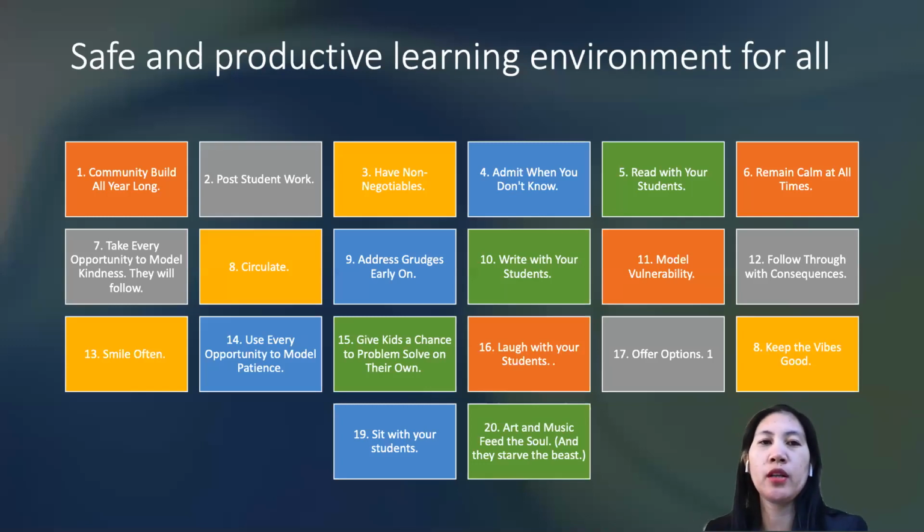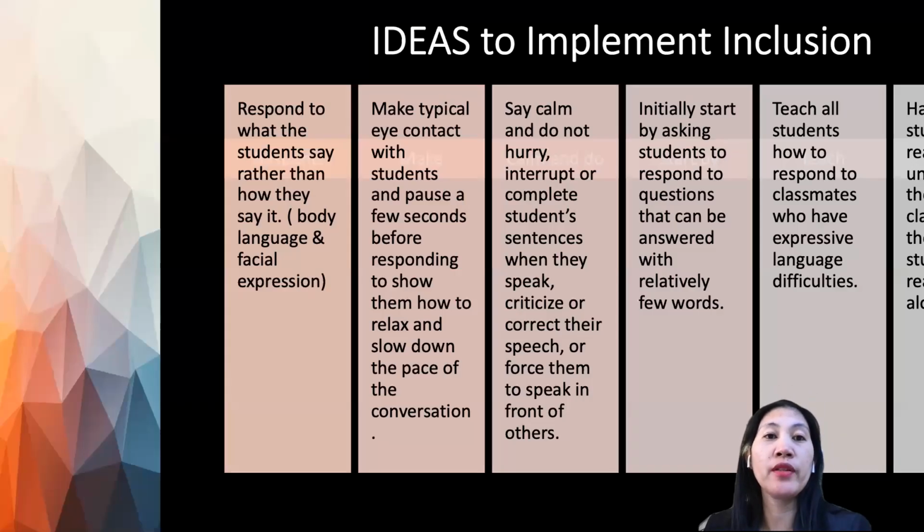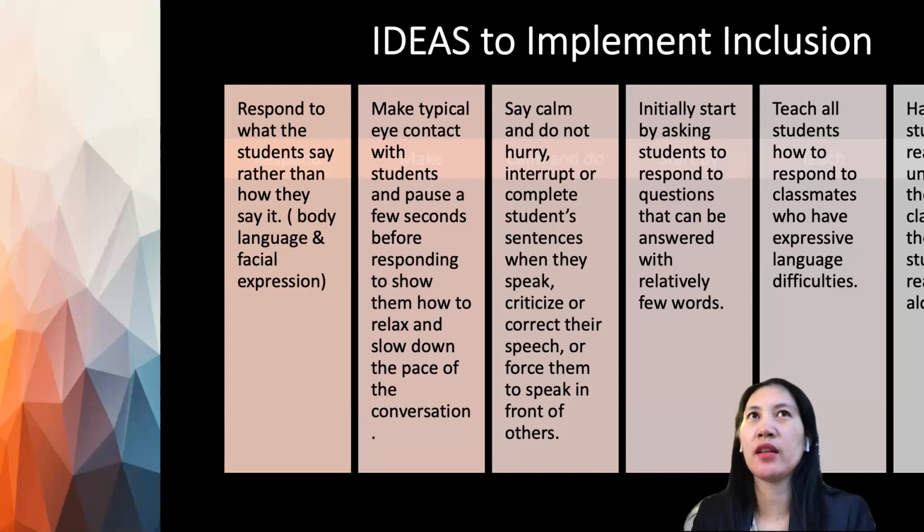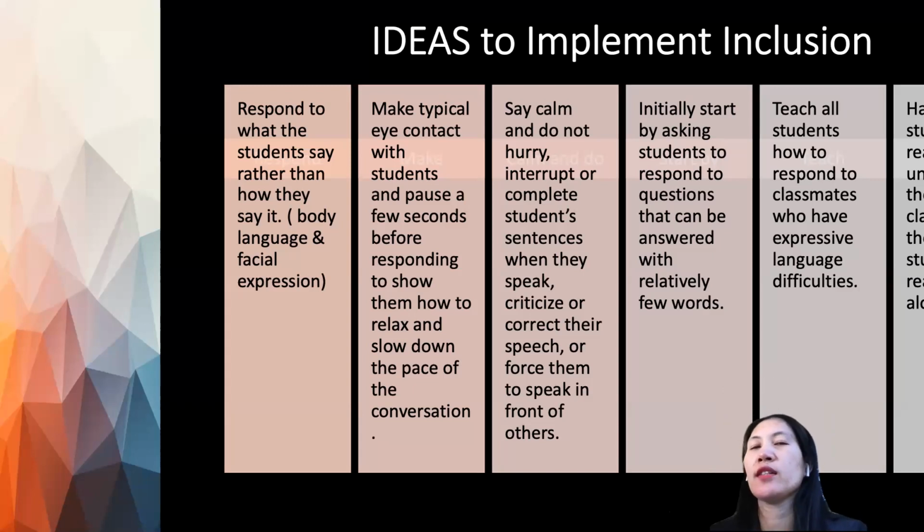Another one, for inclusion, we need to respond to what the students say. This is so important, what the students say rather than how they say it, right? Your body language and facial expression, we need to understand them. Sometimes they just say words, but inside them, I know they have something they don't want to say, right? So next, make typical eye contact with students and pause a few seconds before responding to show them how to relax and slow down the pace of conversation.